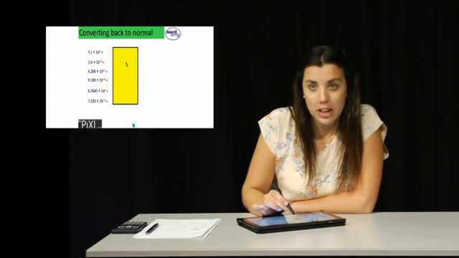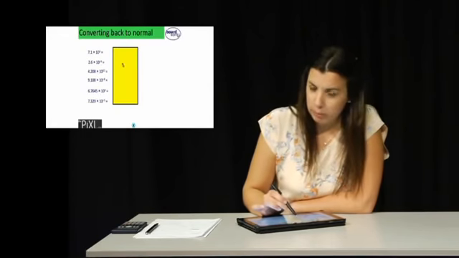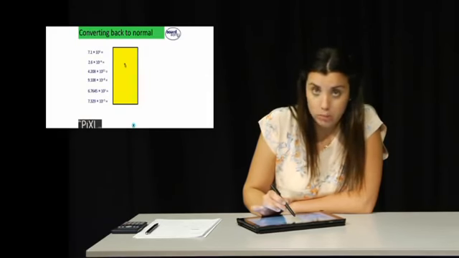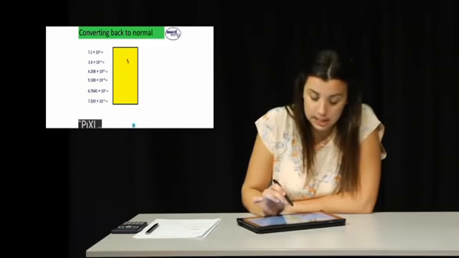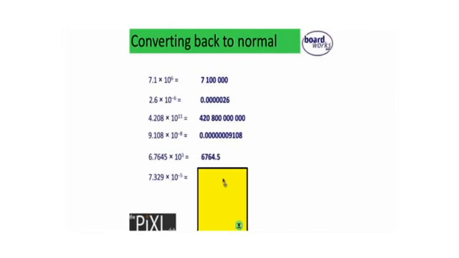Okay, so you've just been looking at converting back to normal numbers. If we look at our first one, make a decision. Is it going to be a big number or a small number? Look at the power, positive 6. Immediately you know it's going to be a big number. So our first one is actually 7,100,000.